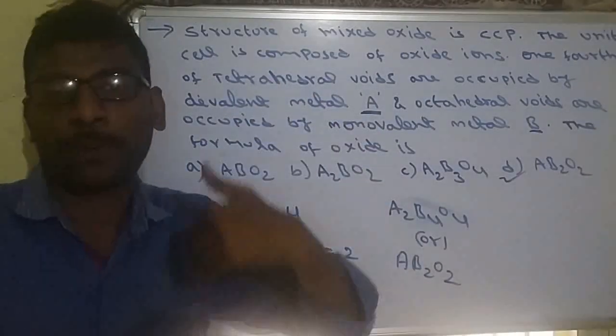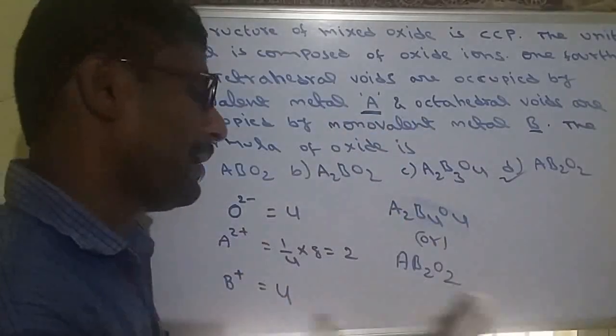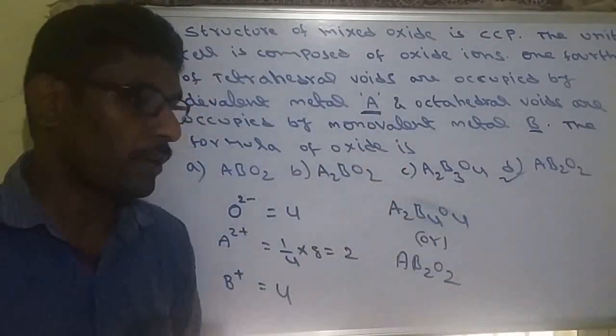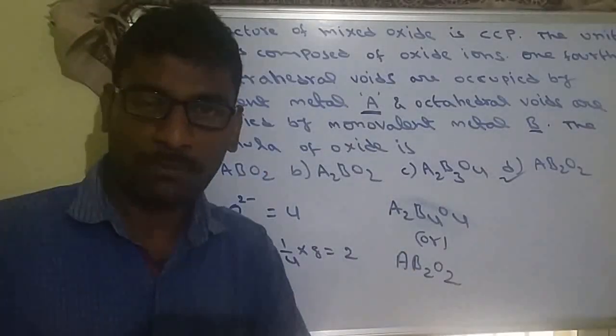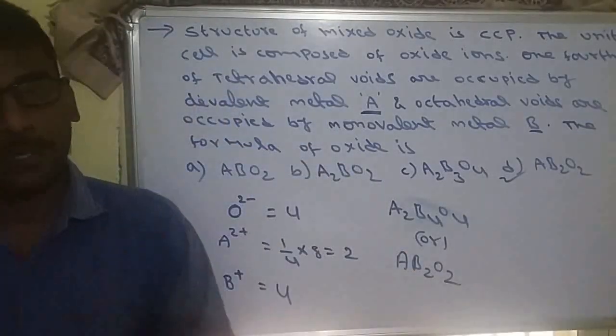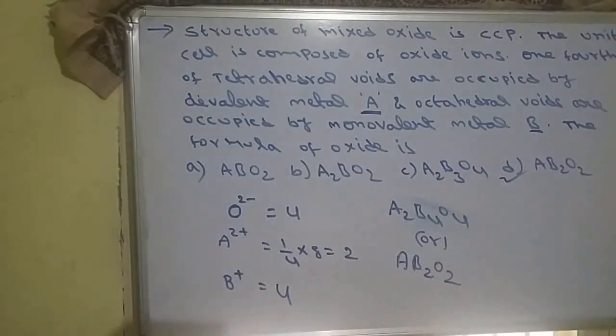So this atom is occupying octahedral voids, and this atom is occupying tetrahedral voids. What is the formula? That is important. For octahedral voids, the formula is the number of atoms; for tetrahedral voids, it is 2 into the number of atoms. This is important.